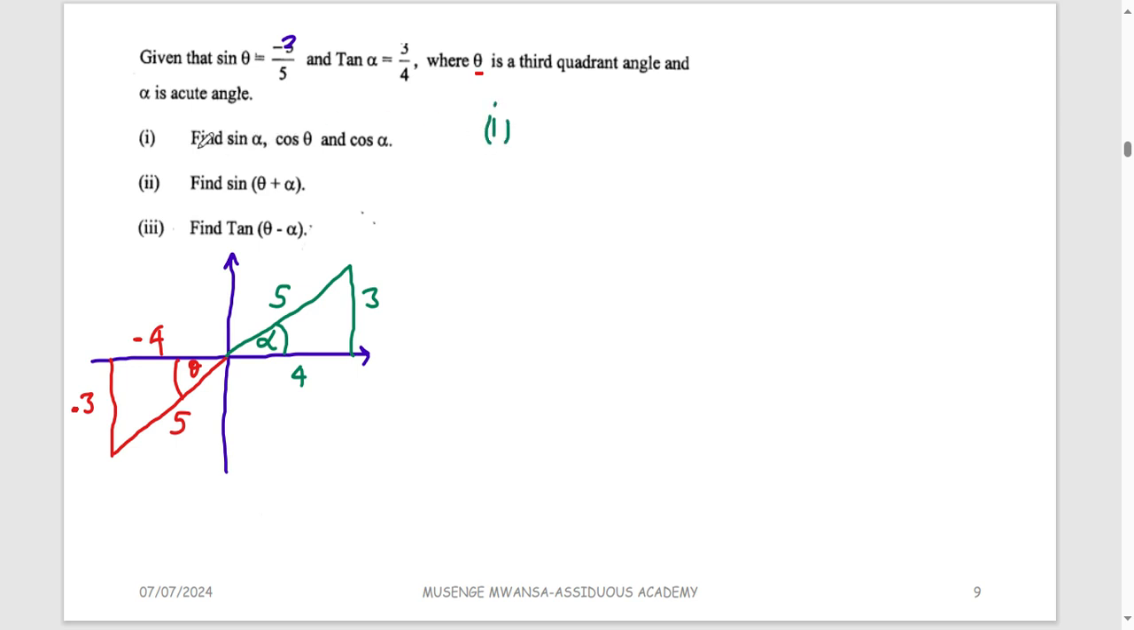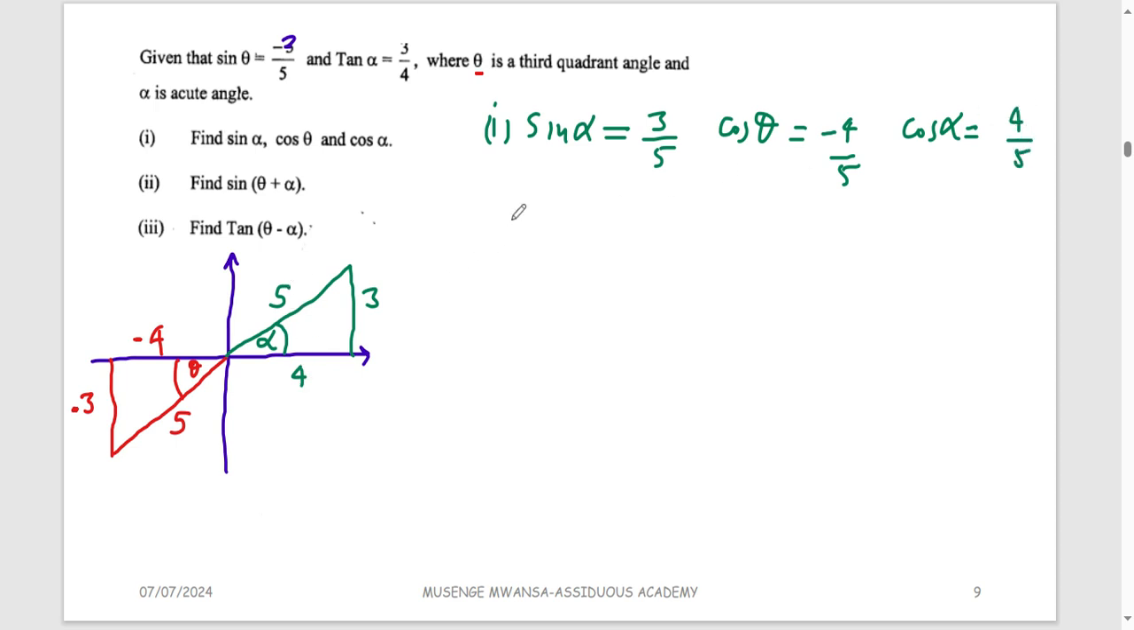Now we can answer our questions. The question is find sin alpha, cos theta, and cos alpha. Starting with sin alpha, you know that sin is given by opposite over hypotenuse. So if you go to the angle alpha, opposite is a 3, hypotenuse is 5. And then we go to cos theta. Theta is this angle. You know that cos is given by adjacent over hypotenuse. Adjacent is negative 4, hypotenuse is a 5. And then go to cos alpha. You know that cosine of alpha is given by adjacent. Alpha is here, 4. Hypotenuse is 5. So that is going to be 4 over 5.